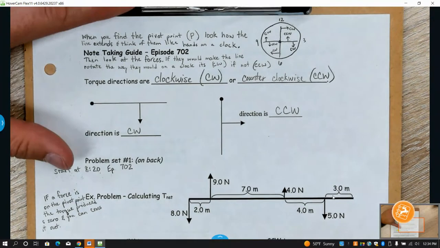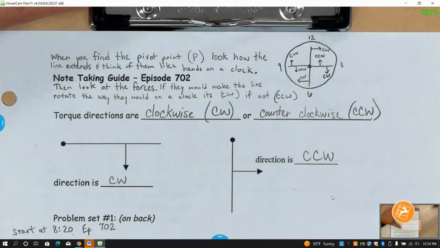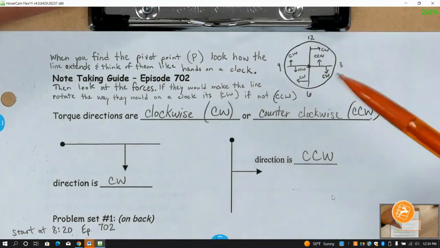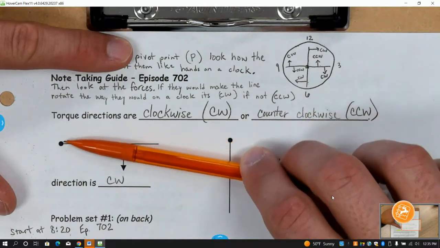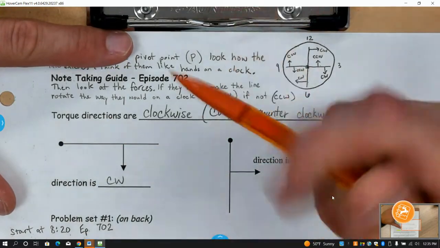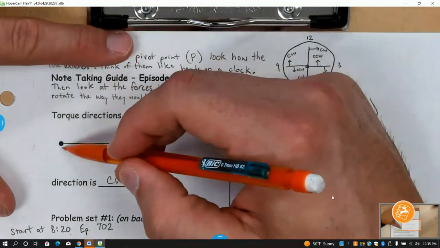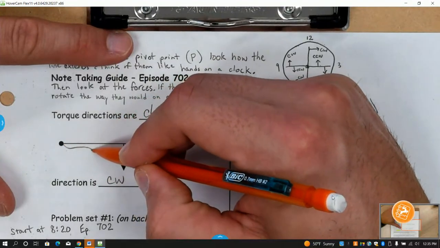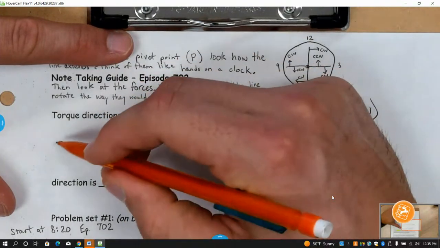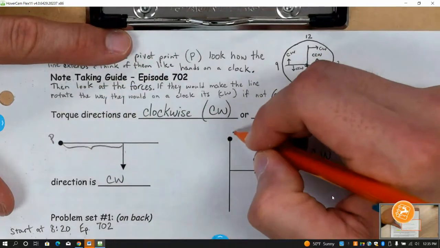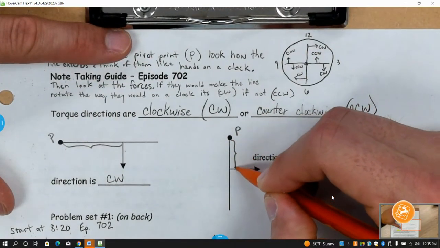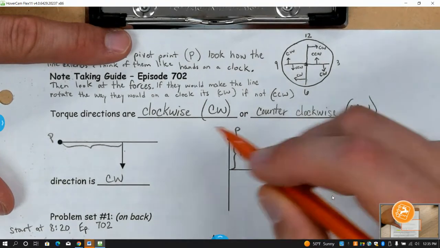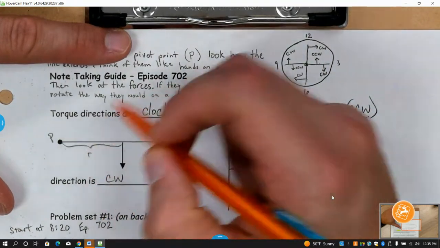So in order to get an object to turn, we need to apply what we call a torque, which is basically a rotating force. So it's a force that is a certain distance from the pivot point. So this black dot is our pivot point. The distance this thing is away from the pivot point is r.